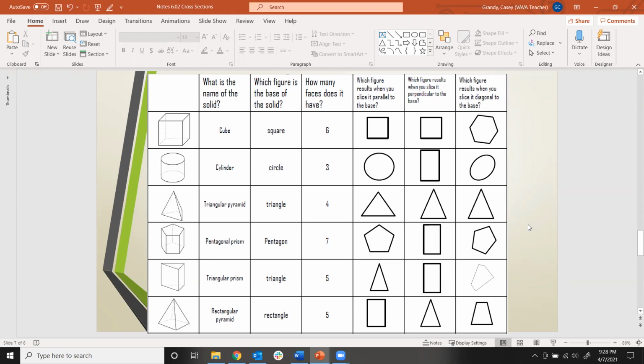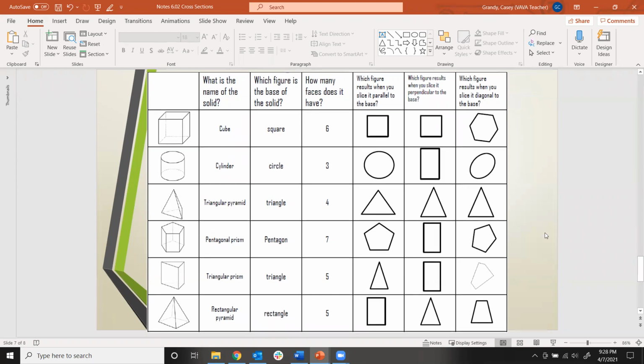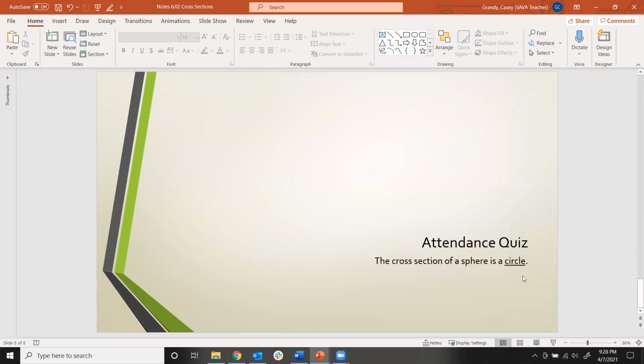What we really want to take away from this, though, is what those slices look like. And that is really all this was about. The cross section of a sphere is a circle. The attendance quiz word today is circle. Make sure you're comfortable with those cross sections.